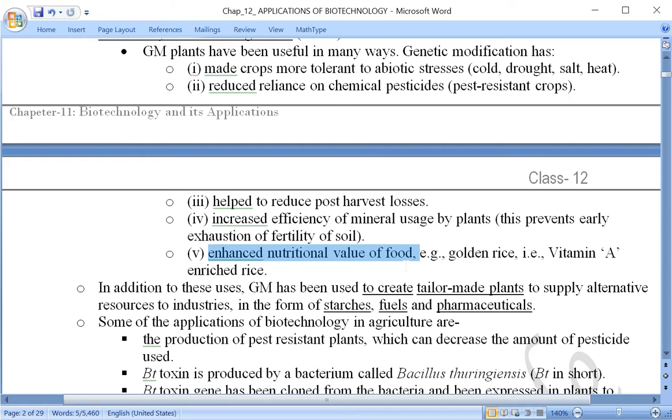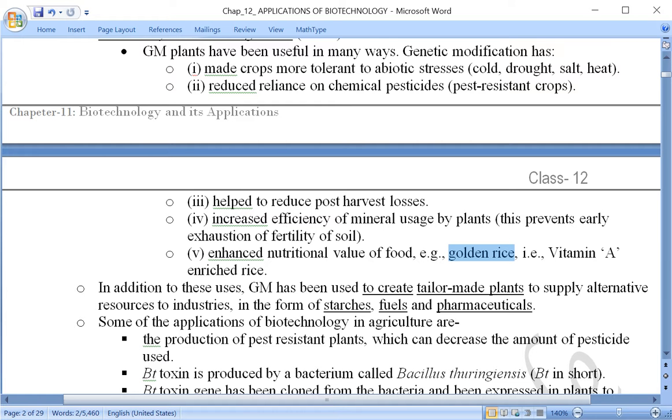So this is referring to the nutritional value of the food crop being increased. One good example over here is golden rice, which is enriched with vitamin A. It is rice, but vitamin A is available in it, because this golden rice has been modified genetically to include vitamin A in rice, and that's why the name golden rice has been given.